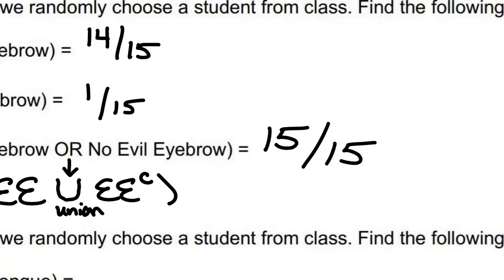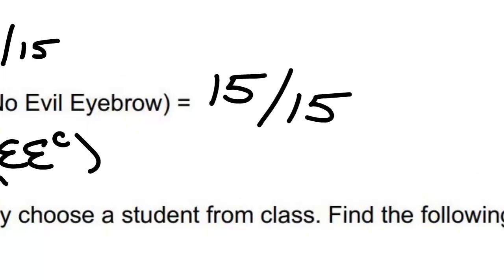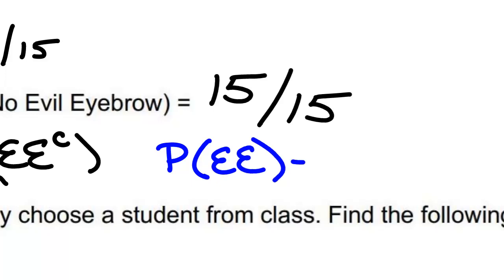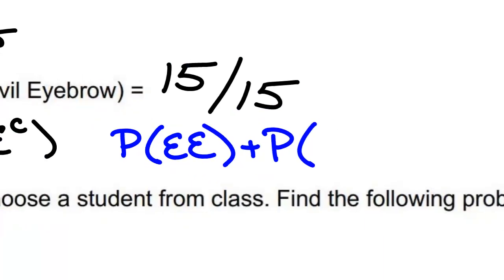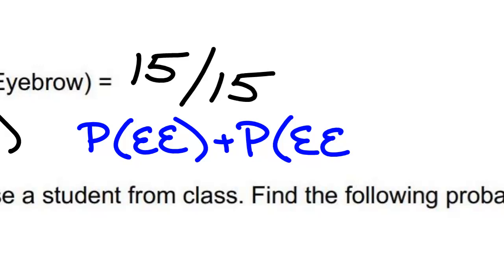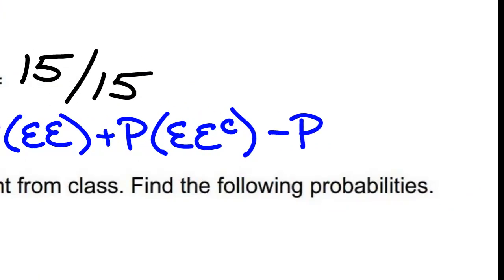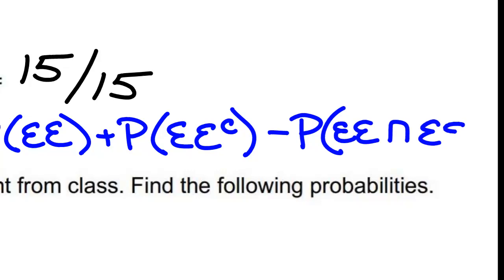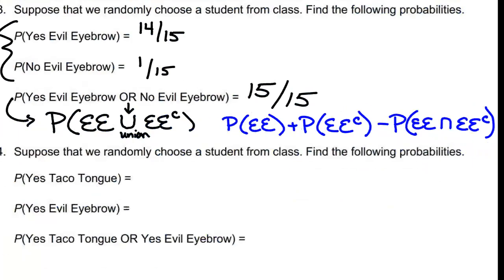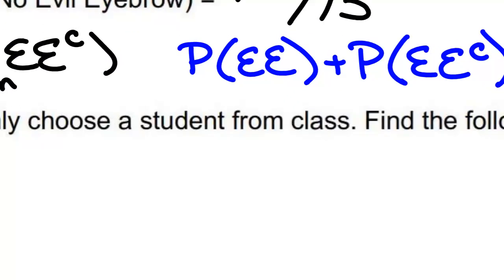My general addition rule would tell me that I had to do the probability of evil eyebrow plus the probability of evil eyebrow complement minus the intersection, the and. So the probability of evil eyebrow and evil eyebrow complement. So when I'm looking at my probabilities, probability of evil eyebrow, you guys told me was 14 out of 15.